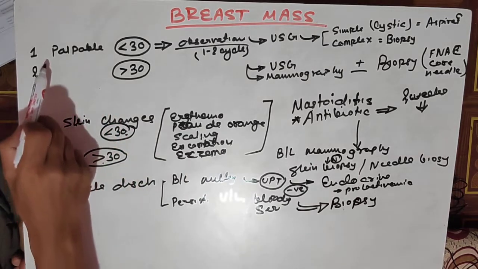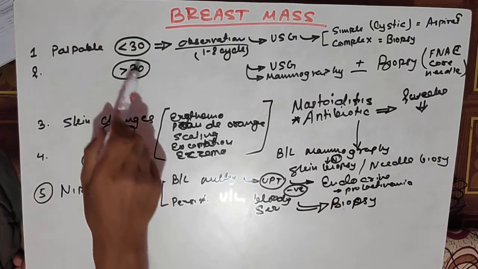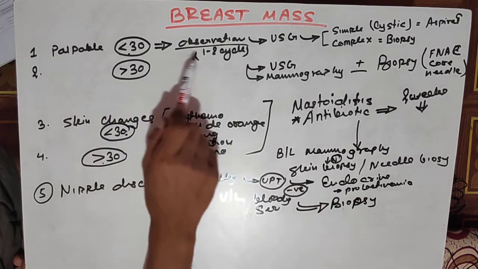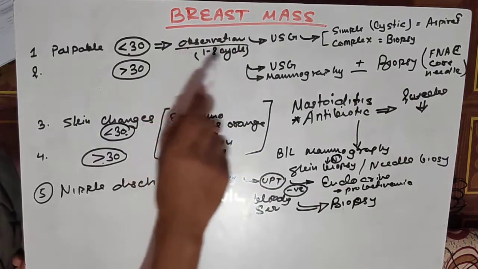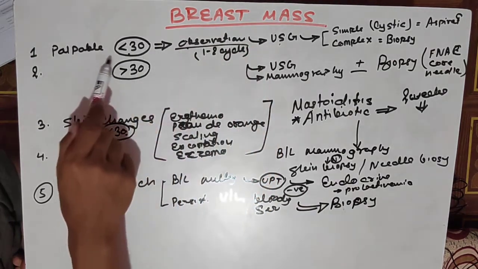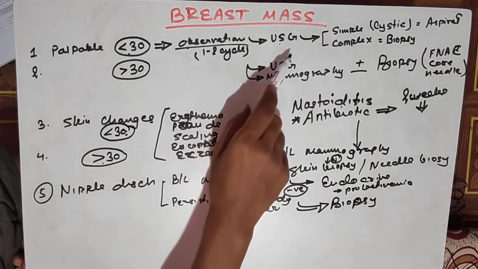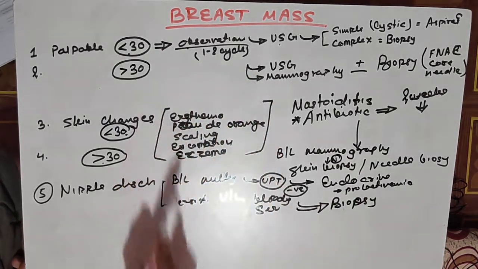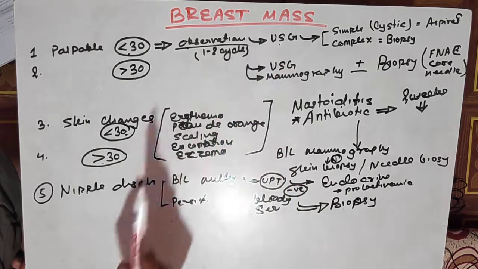So what did we learn? We learned that if the patient comes with a palpable mass in the breast, we will look at her age. If she is less than 30, we will consider observation for 1 to 2 cycles. If she is not recovering, ultrasound. Then if her age is more than 30, we should not wait, no observation period is considered. Directly we will go for USG and mammography.